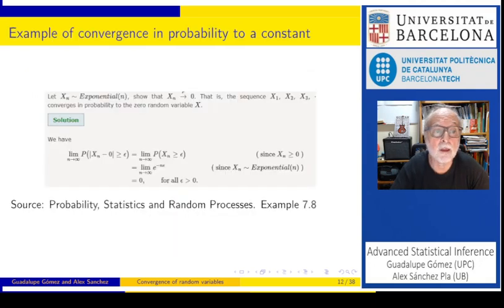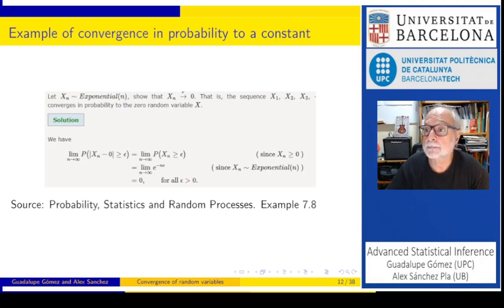For instance, we have here an example of a random variable with exponential distribution, which can be seen to tend to a degenerate variable of mean 0. This is immediate by the definition, because when we compute the probability that the difference is above epsilon, it is equivalent to finding the probability that the variable is above epsilon, which tends to 0, given that it is an exponential distribution.